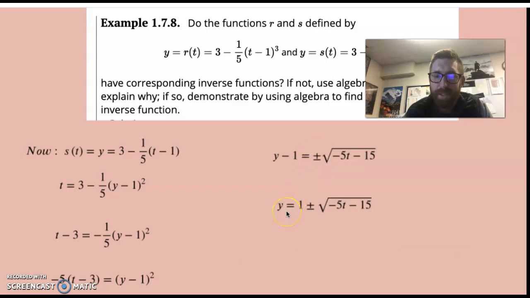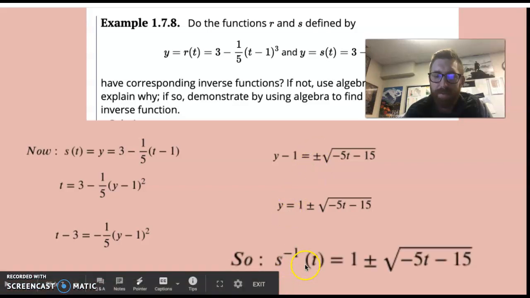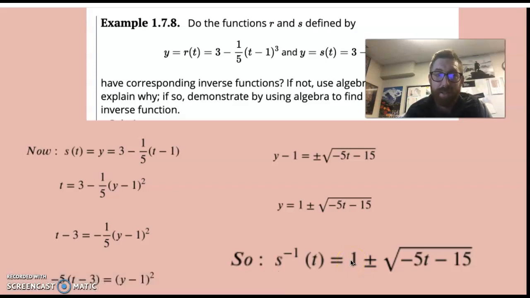So the problem with this is, s negative 1 of t equals 1 plus or minus the square root. So here, if I have an input of t, I'm going to have two different outputs, and that's going to be a problem. So for this one, the inverse does not exist. This mathematically is the inverse, but since it doesn't pass the horizontal line test, we're going to say that the inverse does not exist.